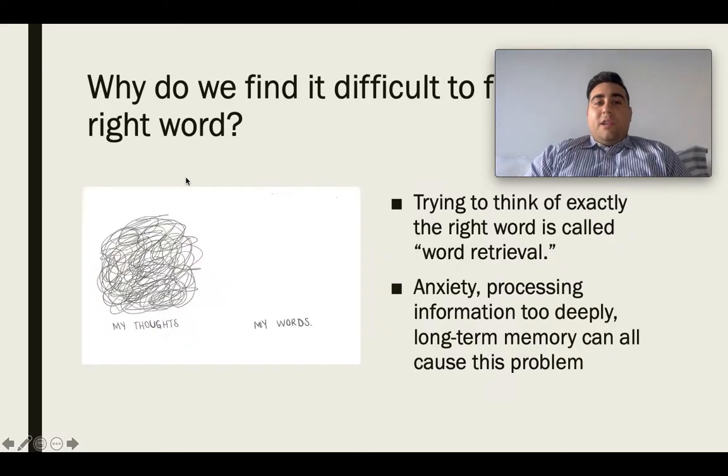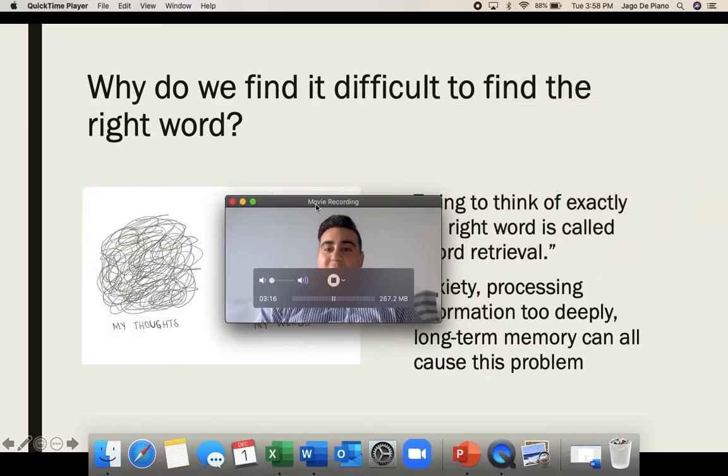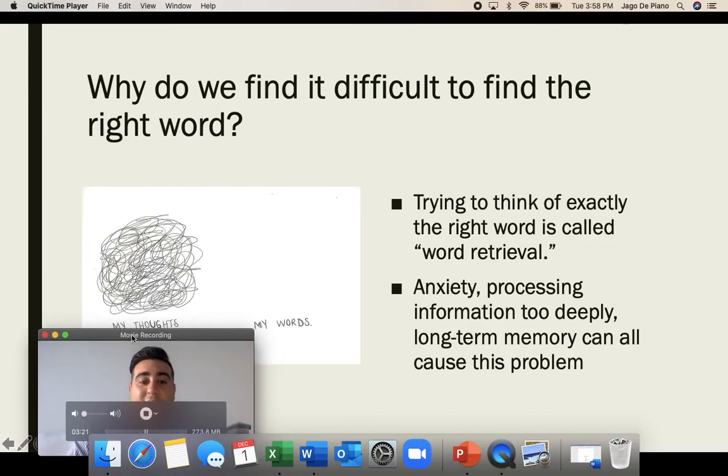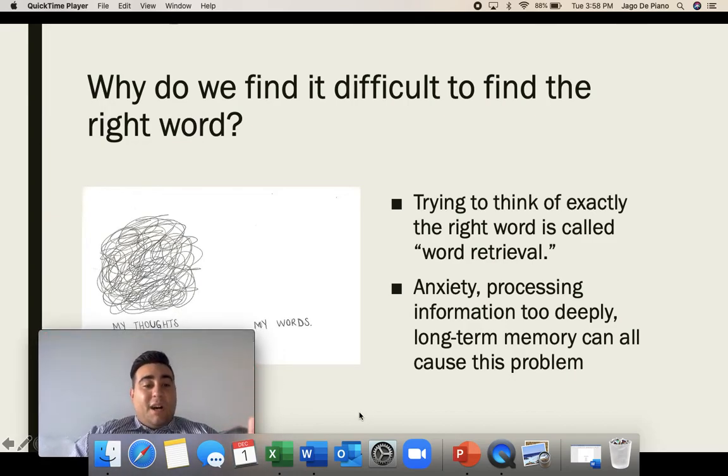And so, when using those thoughts, why is it difficult for us to find the right word? Just like this picture illustrates, it's my thoughts versus my words. We have a ton of thoughts, but then my words are just nothing. Word retrieval is an actual term for us trying to find the exact right word. Some things I've found in my research are that a lot of people who have trouble finding words deal with anxiety and feel pressure in the moment, trying to cough up the right words.